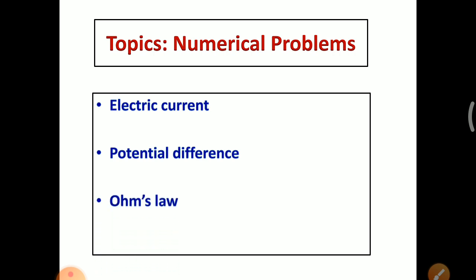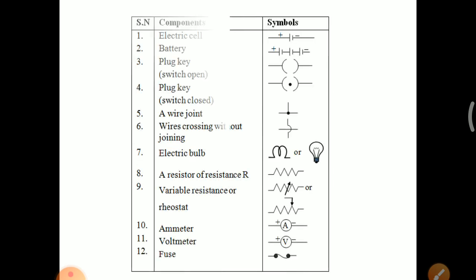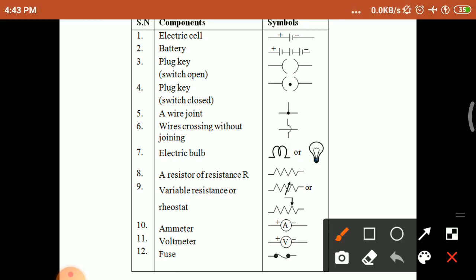related to numerical problems. In the last class we saw the symbols commonly used in electric circuit diagrams and Ohm's law. I gave some questions for homework. Now I am going to discuss the answers for those questions. The first question: draw the symbols of some commonly used components in a circuit diagram. This is the answer. You have to write the 12 components' names and you have to draw their symbols.